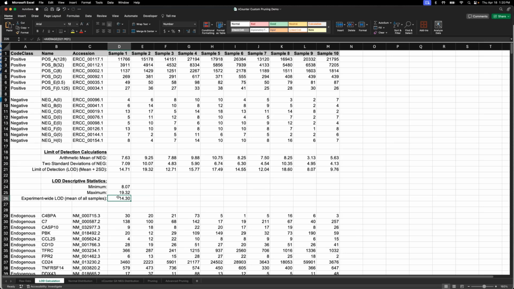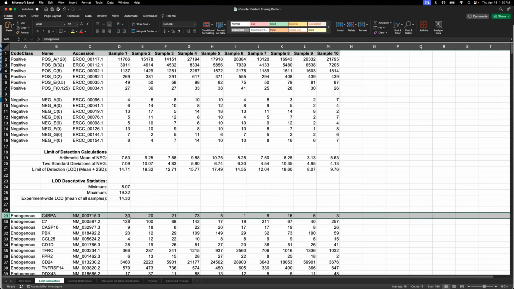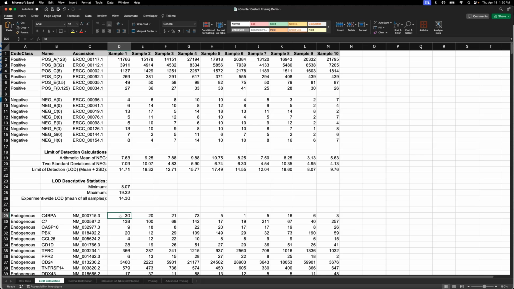So the next step is to figure out what data points you want to keep, what data points we want to exclude. So as an example, we have this first row here of genes, C4BPA. What we want to do conceptually is just compare this data point, 30, versus its LOD, its limit of detection, for the same sample, which is 14.7. So 30 is greater than 14.7, so this is a positive signal. We want to include this in our analysis.